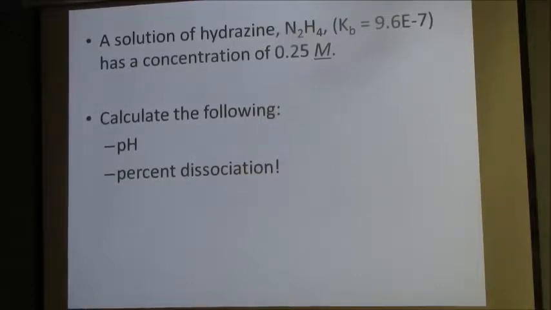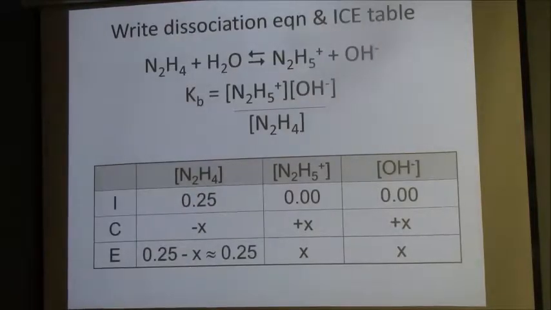I tell you you've got a solution of hydrazine, and there's its Kb value, and it's got a concentration of 0.25 moles per liter. And I want to know the pH of this solution, and I want to know the percent dissociation. So we're going to write our dissociation reaction. Now remember, the reaction of a base with water is different than the reaction of an acid with water. In an acid, you're forming H3O+, but in a base, you're forming OH-. So make sure you look over that portion in the notes discussing the differences between a base reaction with water versus an acid's reaction with water.